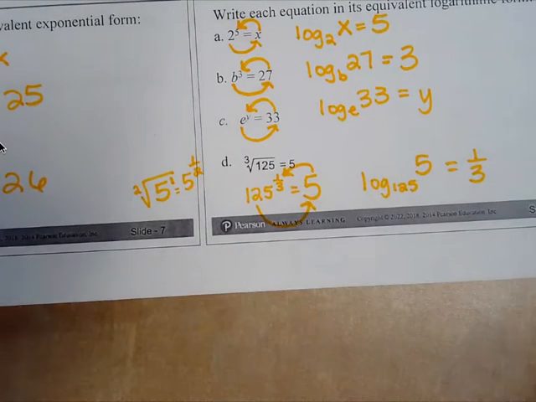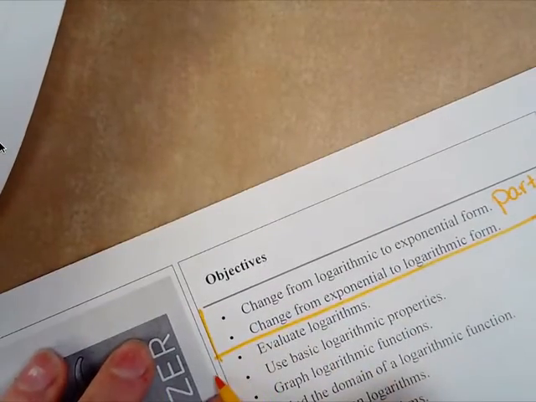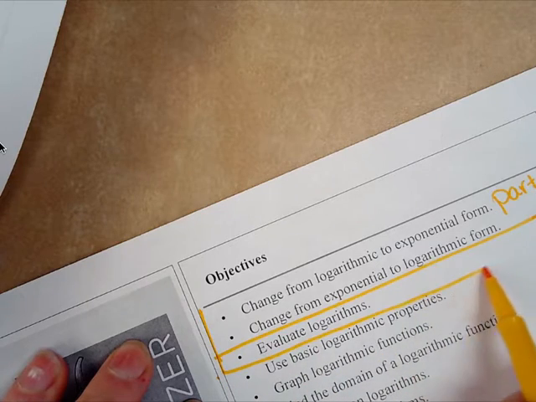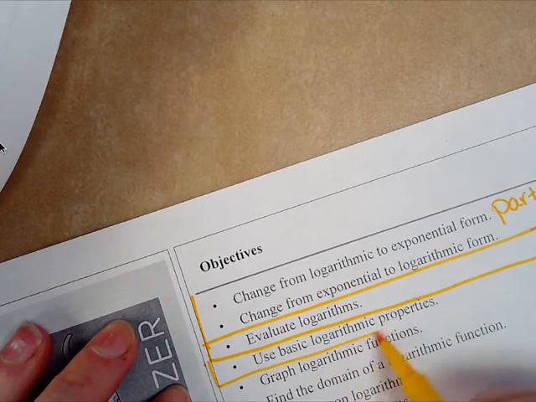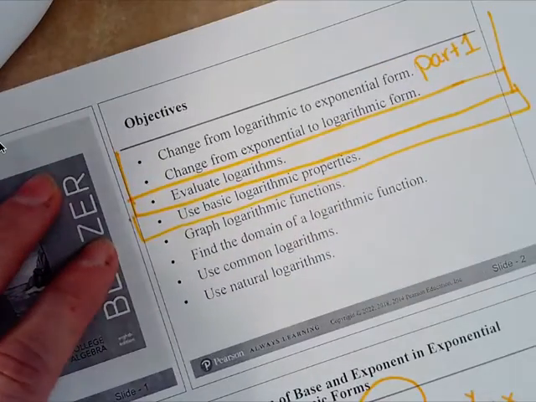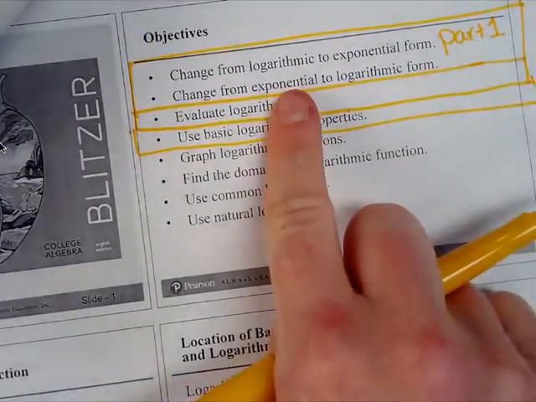Okay, so we know how to convert. We are going to solve them also, which is evaluate. So this is also included in part 1. And I think using basic is too. Sorry, I didn't realize. Look at all of those. But now that we know how to change, we can evaluate them.